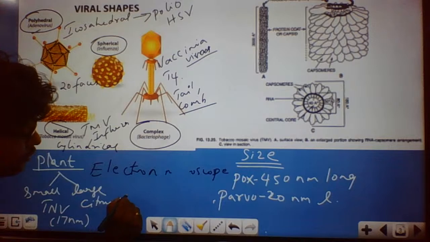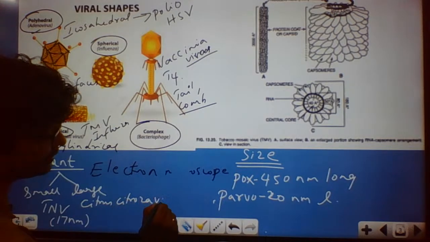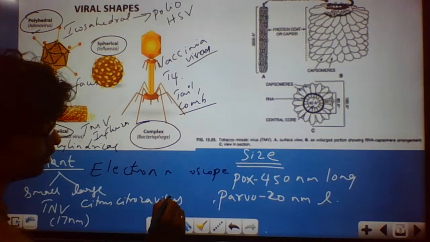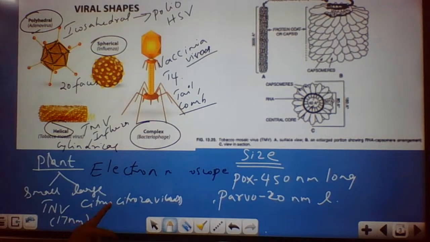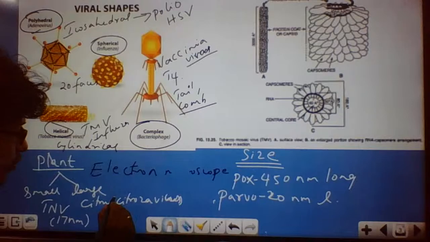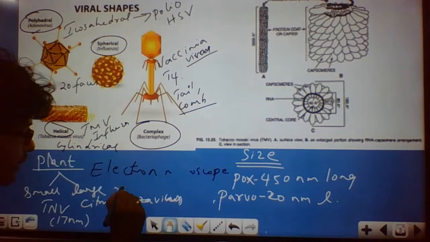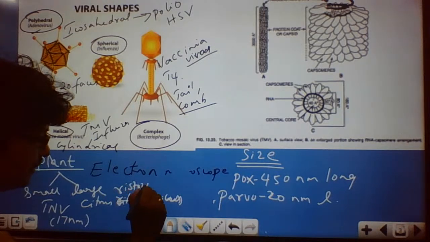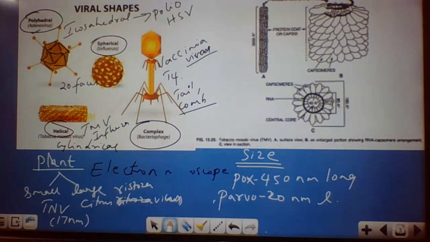Citrus tristeza is the largest of the plant viruses. Citrus ristosa, I think, so I'm not sure about this. I write ristosa. You just confirm the spelling, guys. Citrus ristosa virus, which is confirmed to be the largest virus.